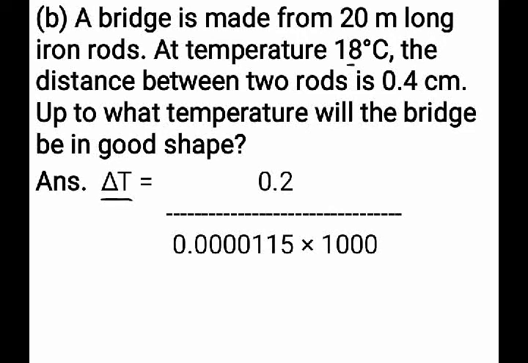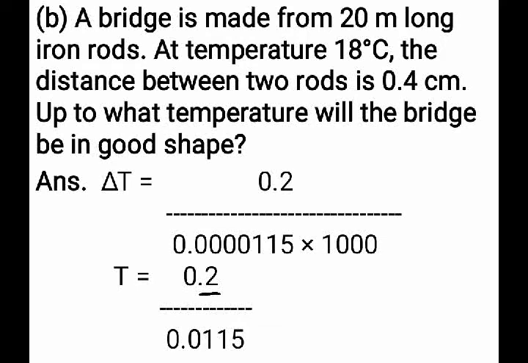You will get the answer as the initial temperature, since in the question the final temperature is given. So the next step, you have to write temperature is equal to 0.2, write as it is. You have to multiply the denominator, that is 0.0000115 into 1000. After multiplying by 1000, the decimal point will shift after 3 digits and it becomes 0.0115. On the numerator there is one decimal place now, one digit after the decimal point, so again you have to multiply by 10.